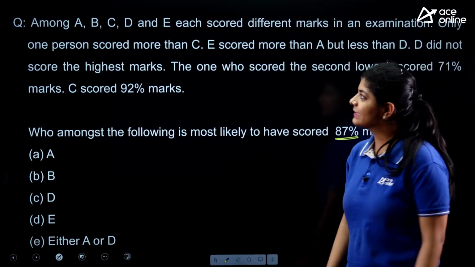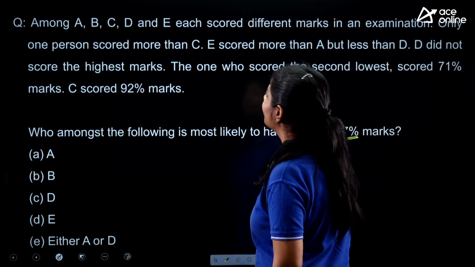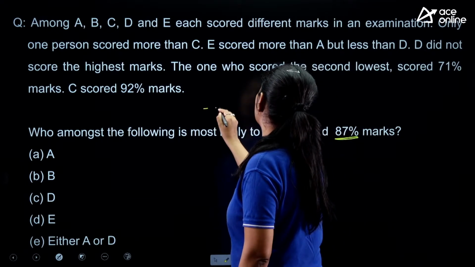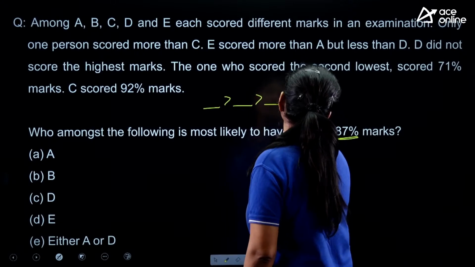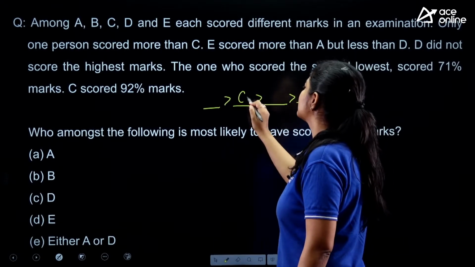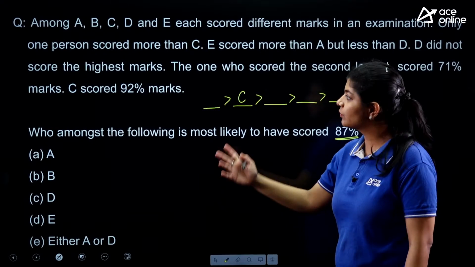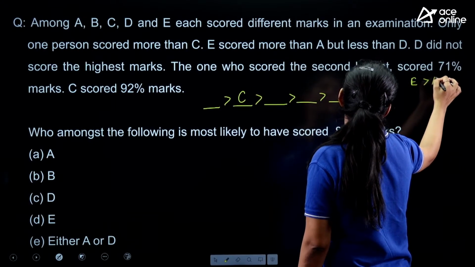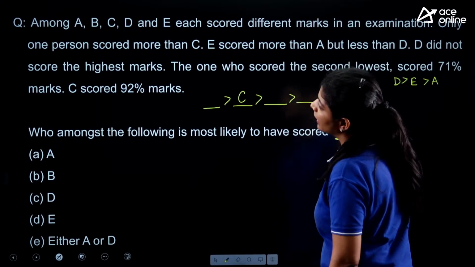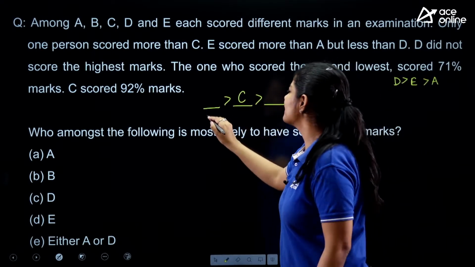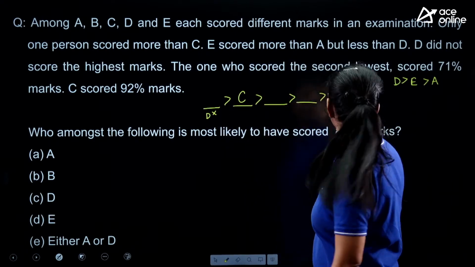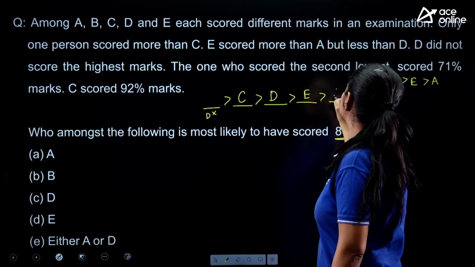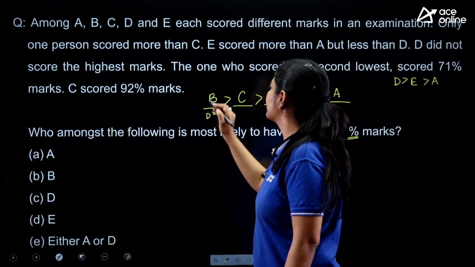Okay, option number C, let's see. So here we are having 5 members and the question is saying that only one person scored more marks than C. Okay, 1, 2, 3, 4, 5. So we can put C over here as per the condition, only one student scored more marks than C. E scored more than A but less than D, right? D did not score the highest marks, that means we can't put D over here, and if we are having 3 entities over here and 3 places over here, we can easily put these 3 over here and we are only left with B, right?